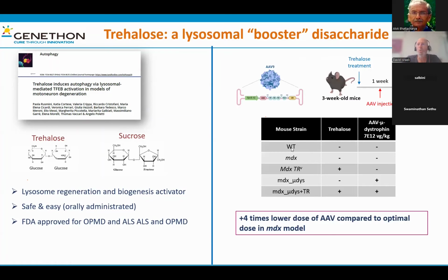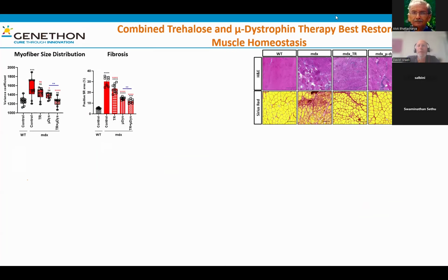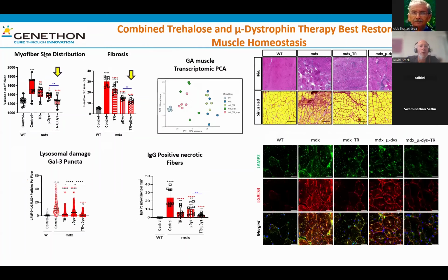So the setup of the experiment in the mouse model was, again, you compare the wild type to the MDX, and then you treat with one drug, you treat with the other drug, or you treat with the two of them together. And what you can see is that for most parameters, microdystrophin was better than the trailers.